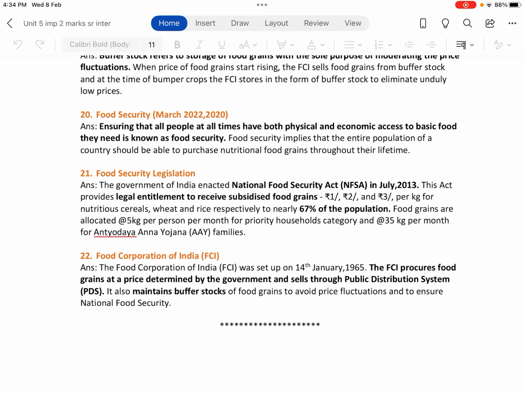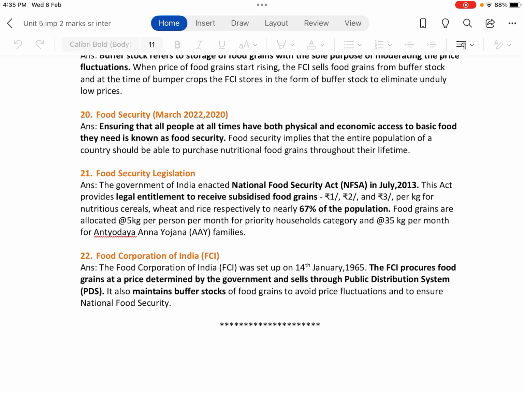Then the last question, 22nd, Food Corporation of India, FCI. The Food Corporation of India, FCI, was set up on 14 January 1965. The FCI procures food grains at a price determined by the government and sells through the public distribution system, PDS. So the price determined by the government, that is just now I mentioned, is through CACP. So the CACP advises what should be the minimum support price and the procurement price as well as the maximum price to be charged for the consumers. It also maintains buffer stocks of food grains to avoid price fluctuations and to ensure national food security.